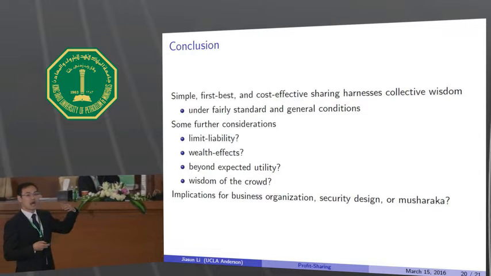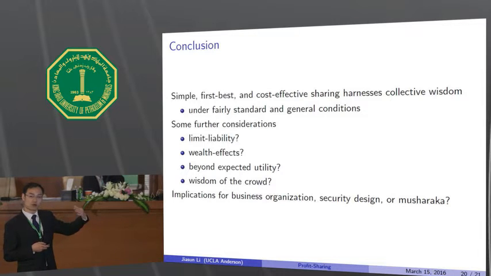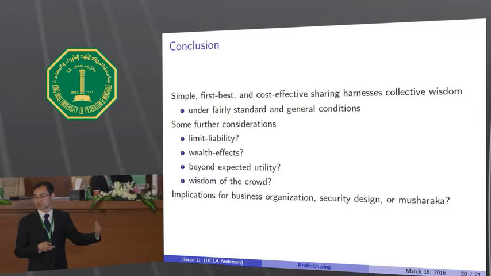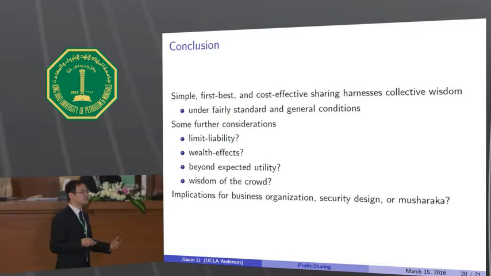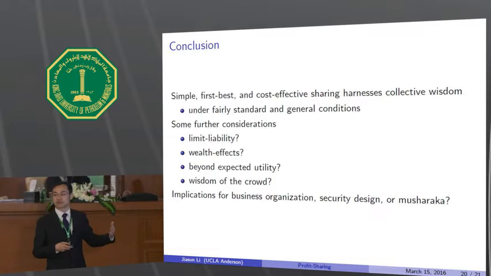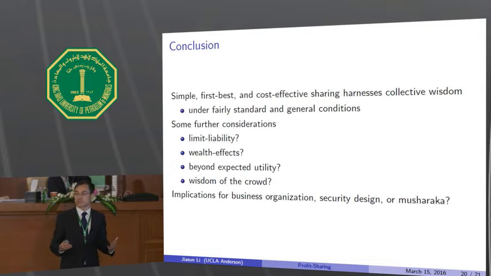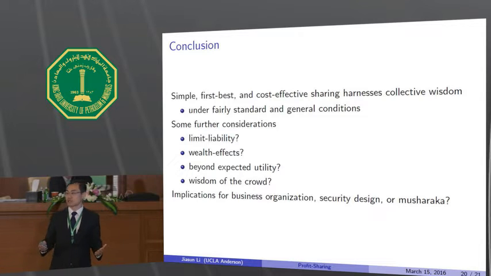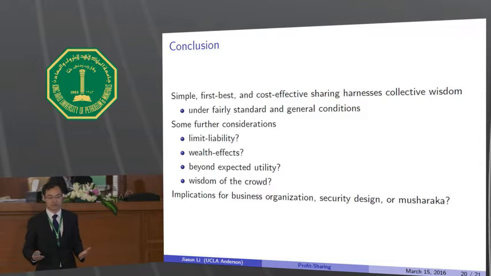Because I'm here kind of assuming away limited liability. I'm assuming away wealth effects, because I assume all the investors have a constant absolute risk aversion utility function. And also, I rely on the fact that there is wisdom of the crowd in the economic system that we're analyzing. Sometimes it might not be true because individuals might be overconfident and they actually believe that they are the smartest and they don't want to partner with others.